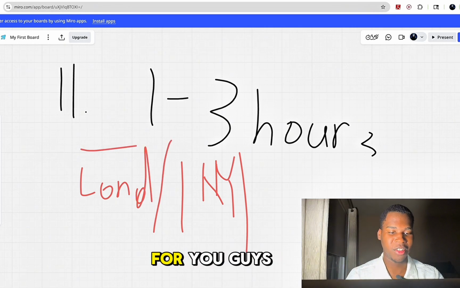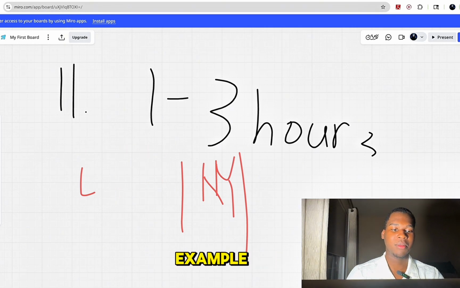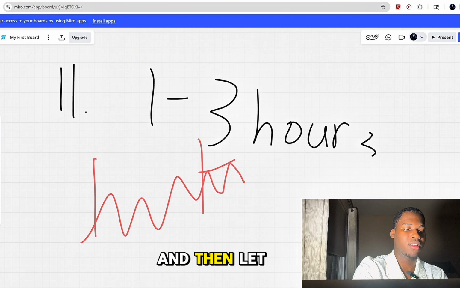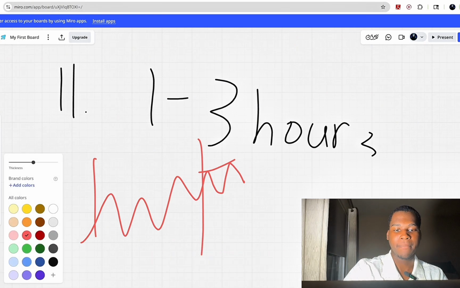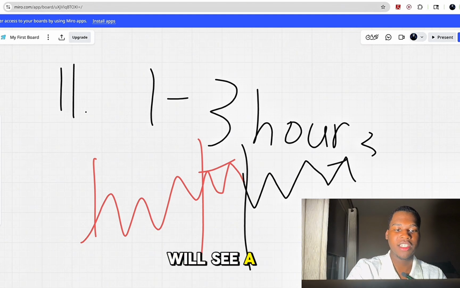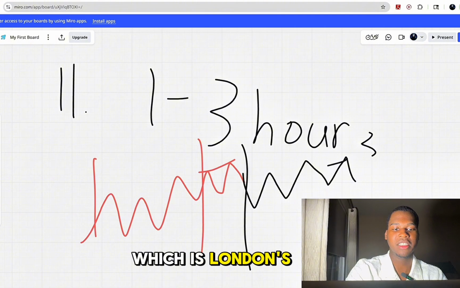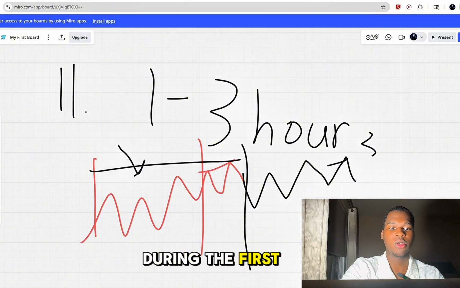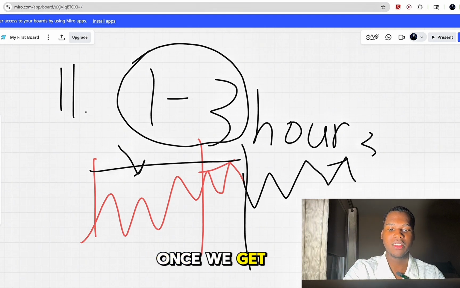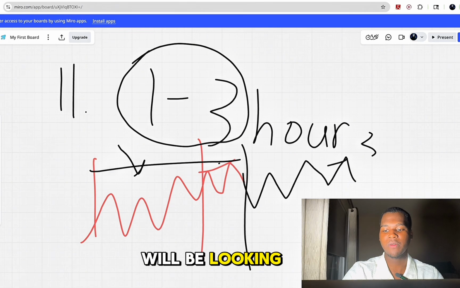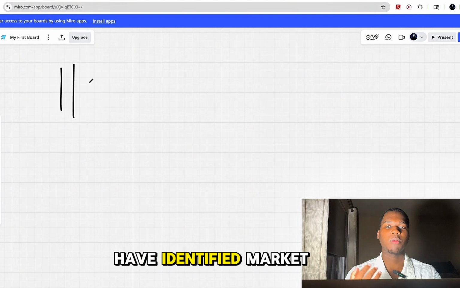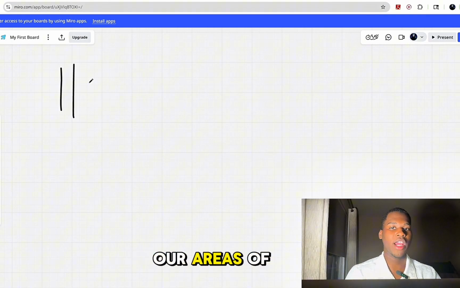Actually, let me draw a better example for you guys. So this right here is London session right here. And then let me change it to New York in black. So this black line is now New York. During New York, we will see a sweep above here, which is London's high, during the first 1 to 3 hours of that session opening. And right here, once we get the sweep above London high, of course, we will be looking for the market to then go lower.